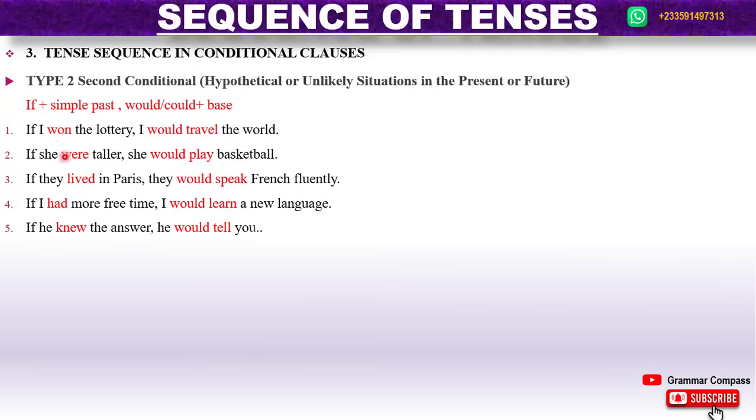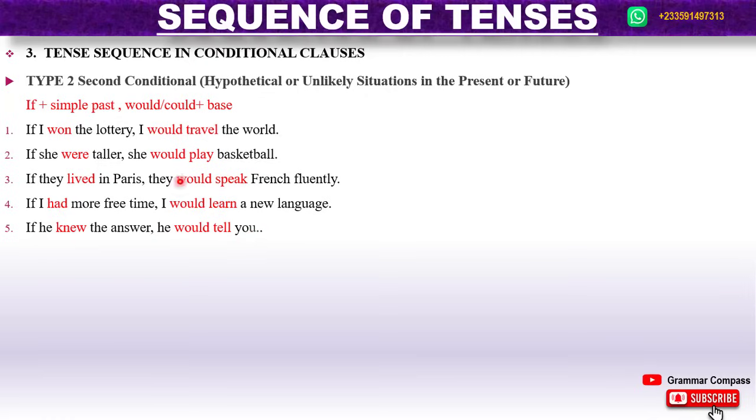So if you have this form of the verb, that is the simple past form, in the if clause, then you are not going to use will, can, or shall. You are going to use would or could, and then the base form of the verb. For example, if I won the lottery, I would travel the world. If she were taller, she would play basketball. If I had more free time, I would learn a new language. If he knew the answer, he would tell you.